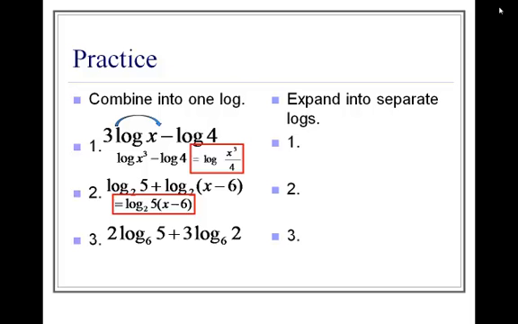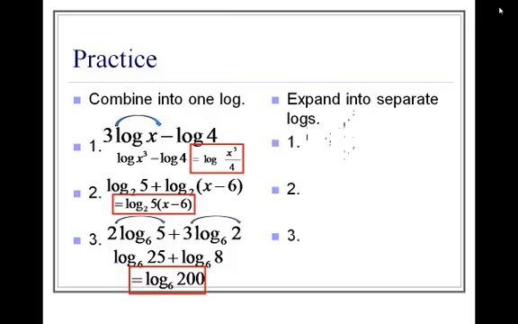On the third one, we have a 2 in front of the first log. That's going to move up to the power of 5. And we have a 3 in front of the second log. That's going to move up to the power of 2. 5 squared is 25. 2 to the third is 8. So we have log base 6 of 25 plus log base 6 of 8. Now the plus sign between the logs means that you are really multiplying. So 25 multiplied by 8 is 200, and we have a final answer of log base 6 of 200.